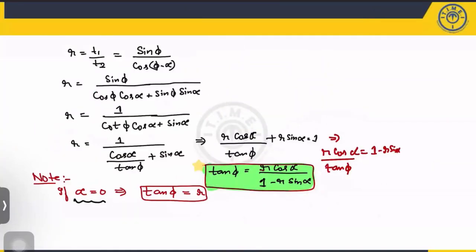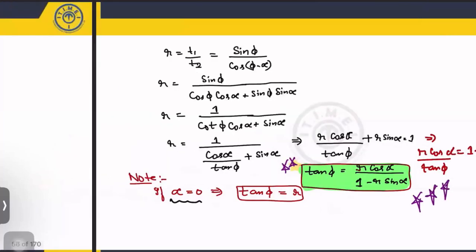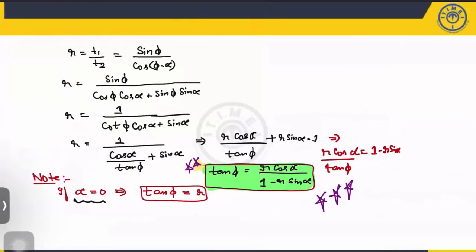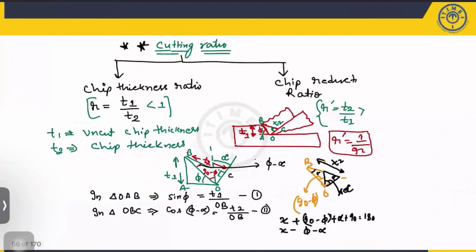Tan phi is equal to r cos alpha divided by 1 minus r sin alpha. And this is a very, very important formula. There will be a 99.99% chance that one question will come from this. If it is a 2 marks problem, they will link the problem. If it is a 1 mark problem, they will directly ask the shear angle. Okay. Now, if you want, I can explain how this relation came.